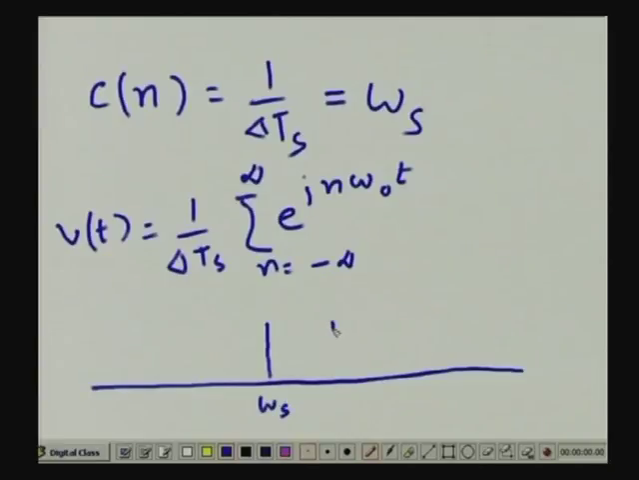We will also have a frequency component of twice omega s, we will also have a frequency component of thrice omega s, and this continues like this. So, you find that the comb function as the sampling function that we have taken, the Fourier series expansion of that is again a comb function. Now, this is about the continuous domain.